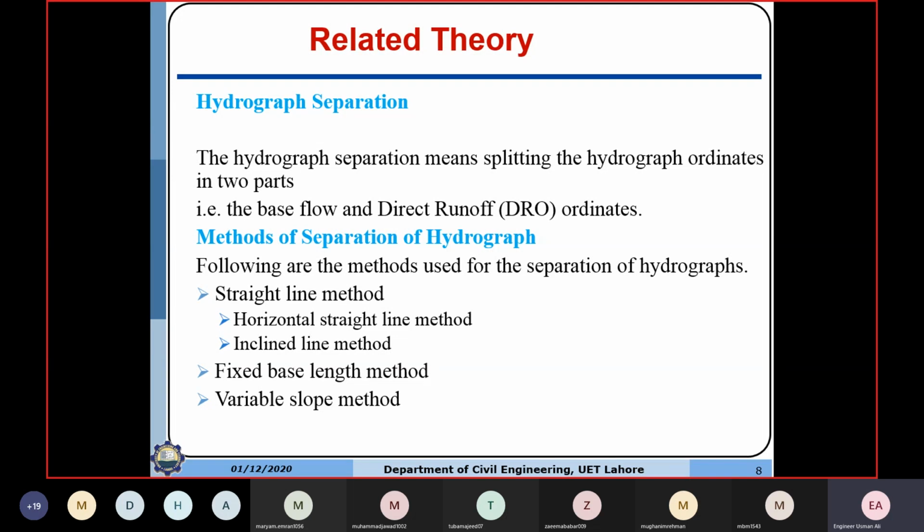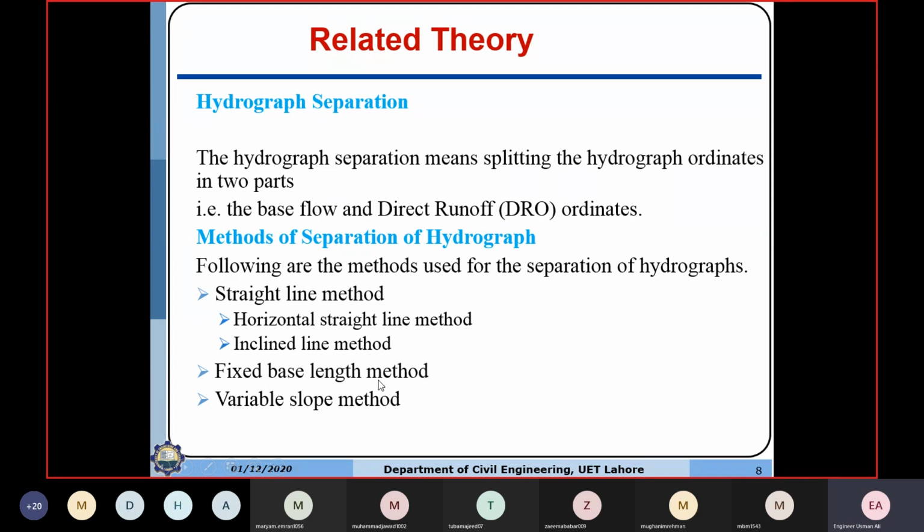Over here we will discuss a few important methods. One is the straight line method. Under that we have two further methods, the horizontal straight line method and the inclined line method. The horizontal straight line method is also called the constant discharge method, in which we assume that the base flow remains constant throughout the time base of the hydrograph. The inclined line method, also called the constant slope method, assumes that the base flow changes following a constant rate r.